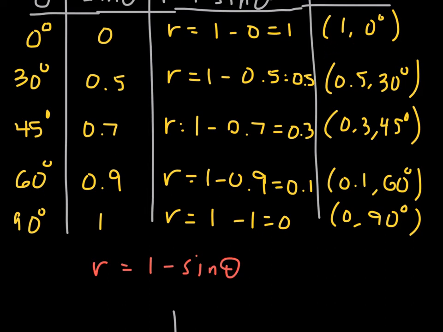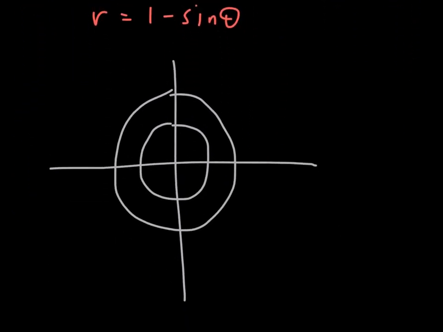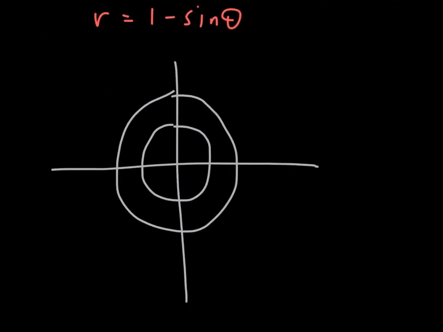That means you want to go 1 unit out from the pole, and make sure the angle that is formed by that ray is 0 degrees. In other words, 1 unit out from the pole would be right here, and then the angle has to be 0 degrees. So this ray right here would be 0 degrees and 1 unit out. Okay, that's one point that's on the curve.